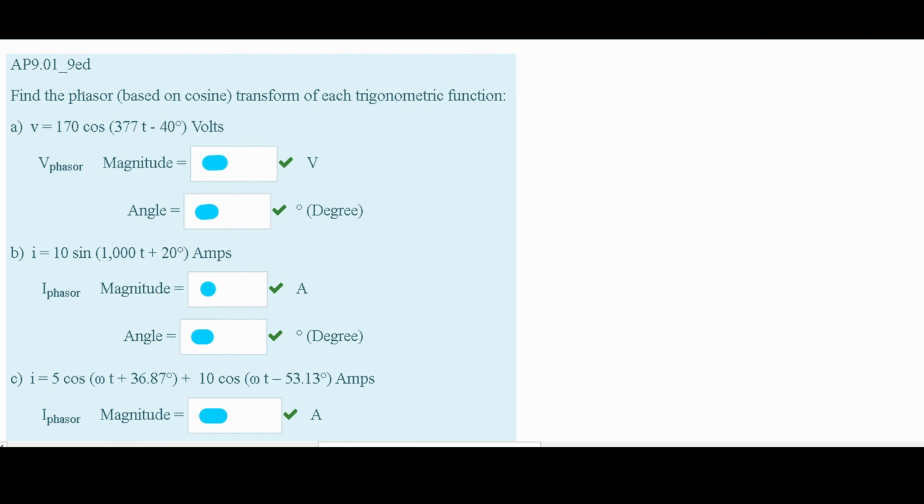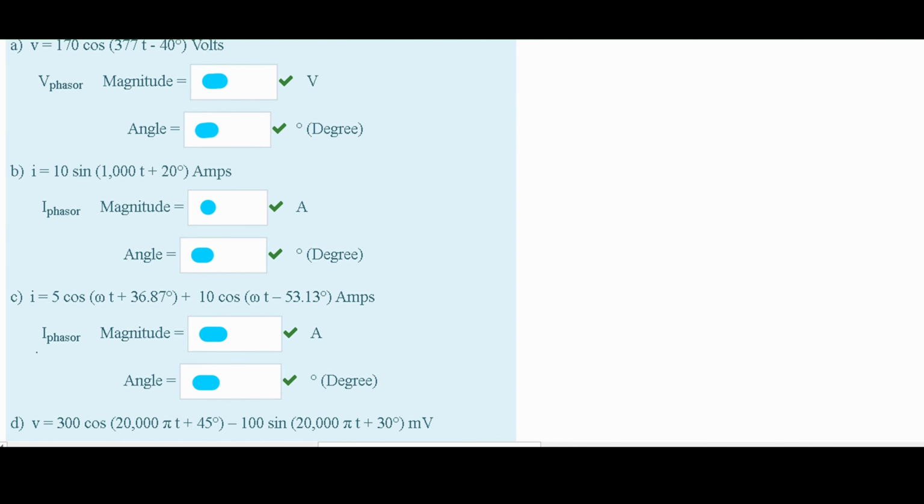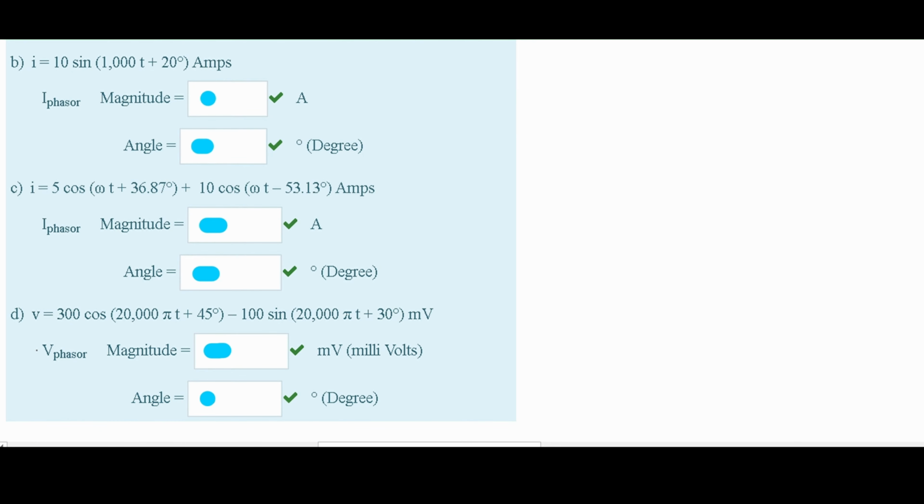In this problem, we are asked to find the phasor based on cosine transform for each of the trigonometric functions. First we have a, then we are given b, c, and lastly we will solve for d down here.